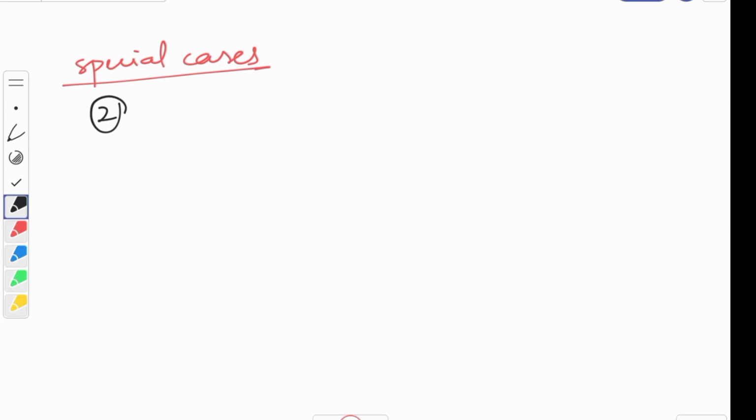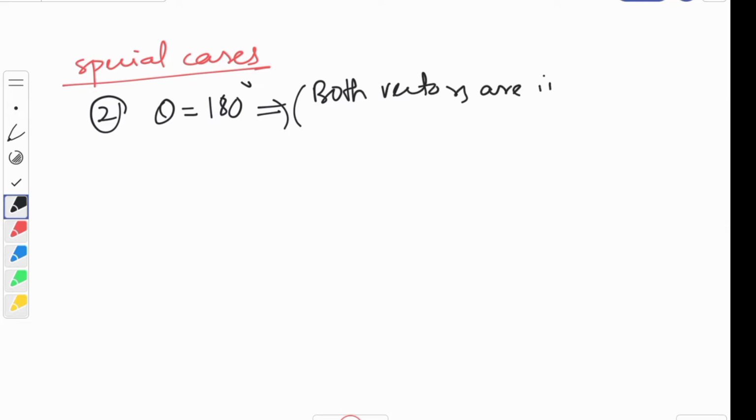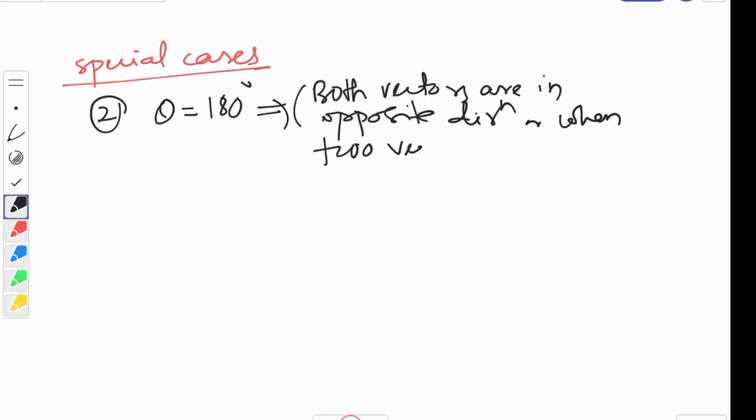The second case is when theta is equal to 180. What does it mean? Theta equal to 180 means both vectors are in opposite directions, or you can say when two vectors are anti-parallel.